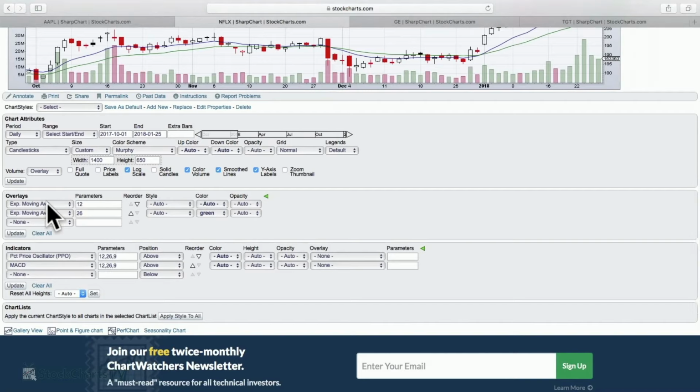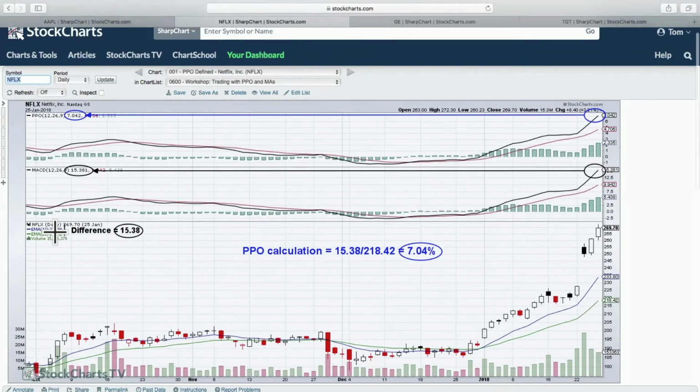And then on the overlays, I've changed my overlays to the exponential moving averages, the 12 and 26 day. And the reason I did this is so you can see how this 12, 26, 9 of the PPO and MACD are calculated. So up here is Netflix, and this is as of a year and a half ago. This isn't a current chart. This goes back a ways. But here's a 12 and 26 period, in this case a daily, 12 and 26 day EMA. And the difference of these two is your MACD.